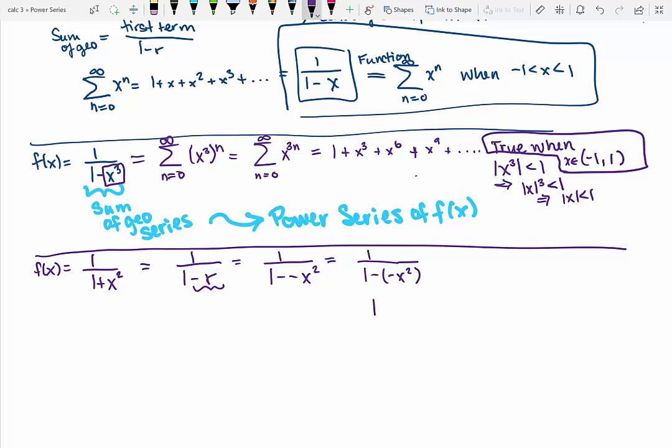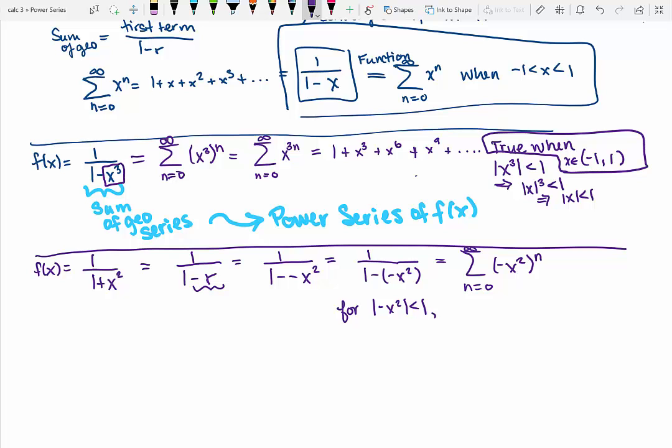So when the absolute value of negative x squared is less than 1, the sum of this geometric-type series can be rewritten as the sum, n equals 0 to infinity, of my ratio, which in this case is negative x squared, raised to the nth power.